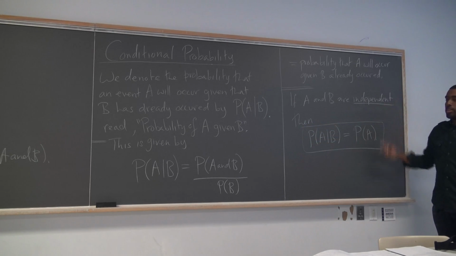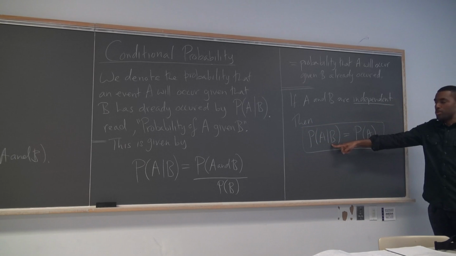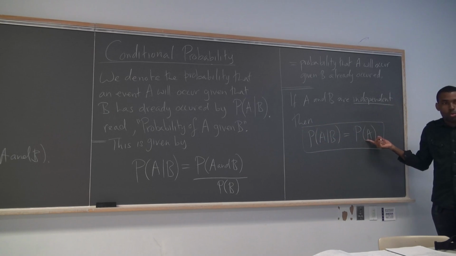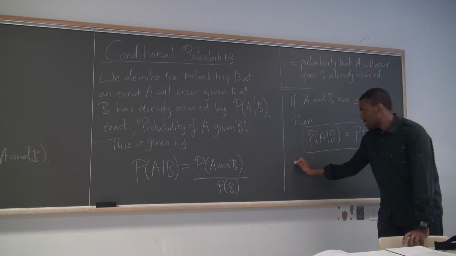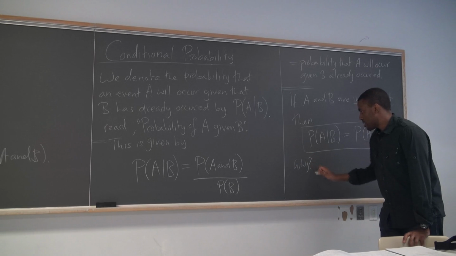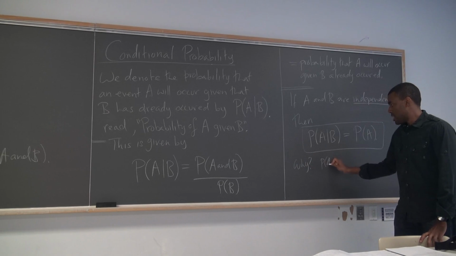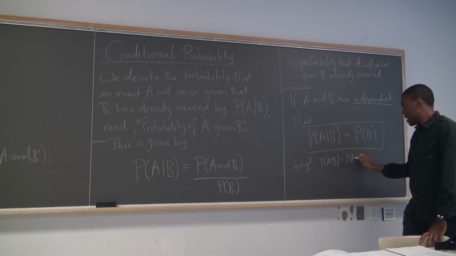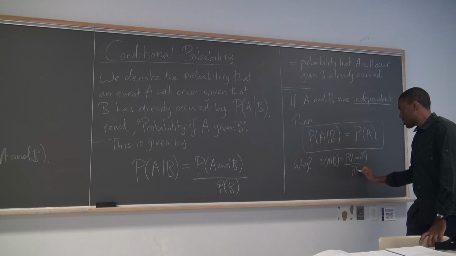Independent means one doesn't affect the other. So given that B already happened, what's the probability that A will happen? Well, just the probability that A will happen. B happening doesn't affect us at all, right? And you can see why, because the probability of A given B is equal to the probability of A and B over the probability of B.